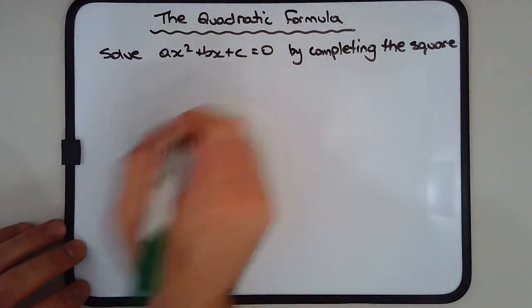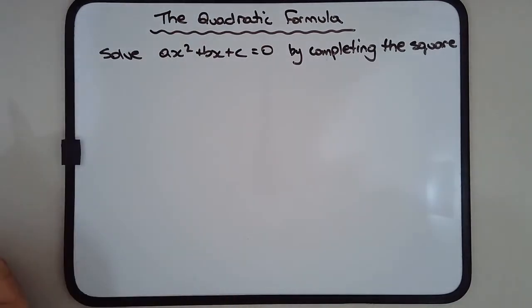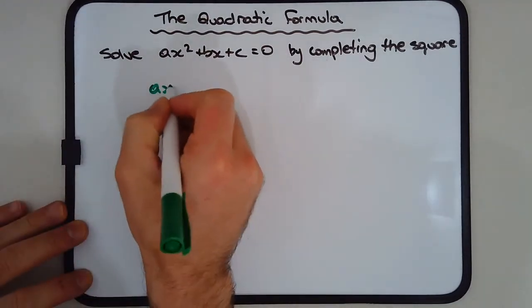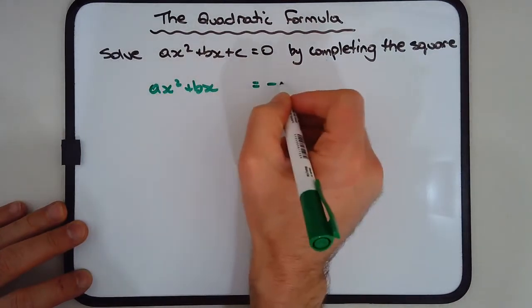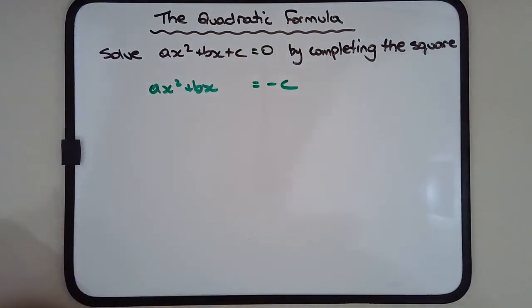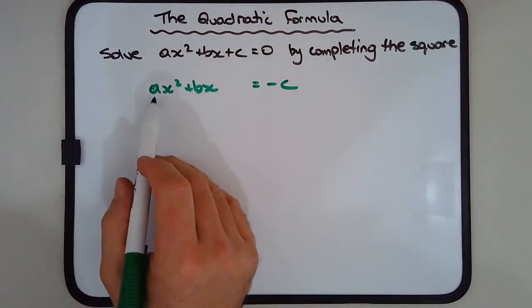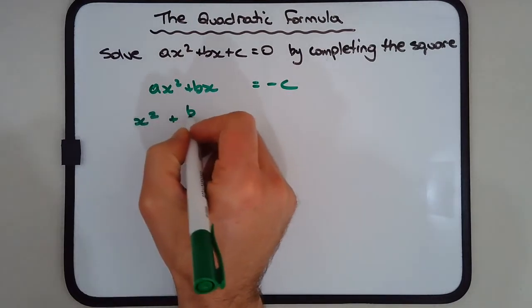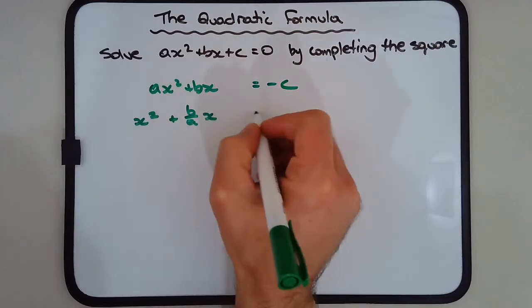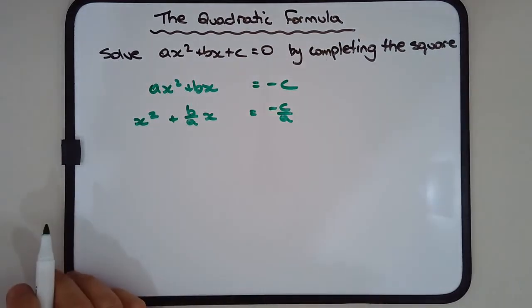So let's start by doing the whole completing the square on the left-hand side. Let's start off by writing ax squared plus bx. Let's move the plus c over, so that's equal to minus c. Now, of course, we like to complete the square on a monic quadratic, so let's divide everything through by a. So we'll have x squared plus b on a x is equal to negative c on a. All we've done is just divided everything through by a.